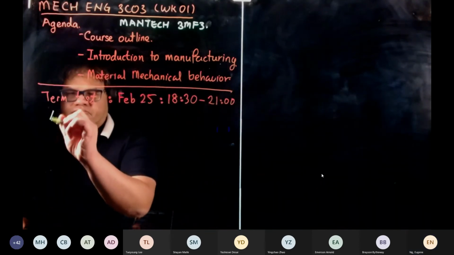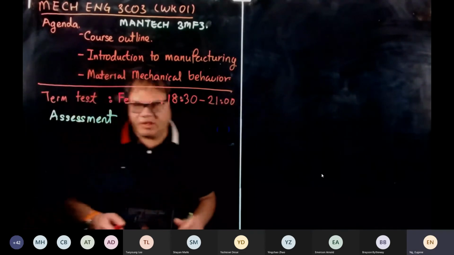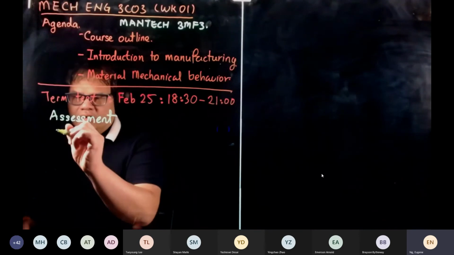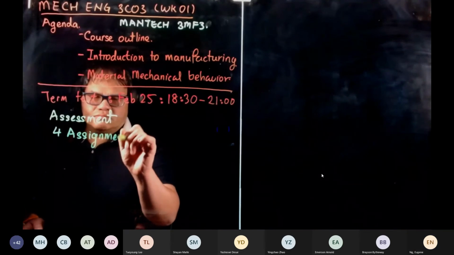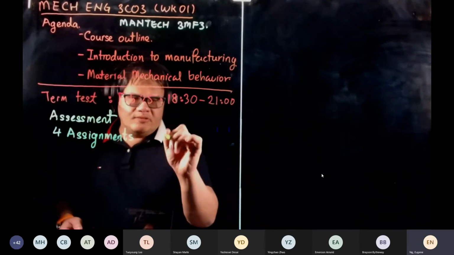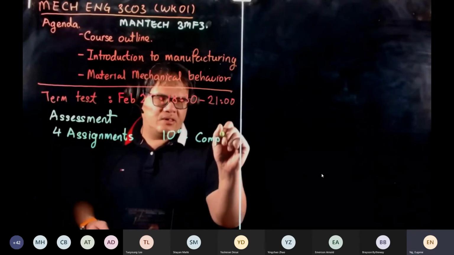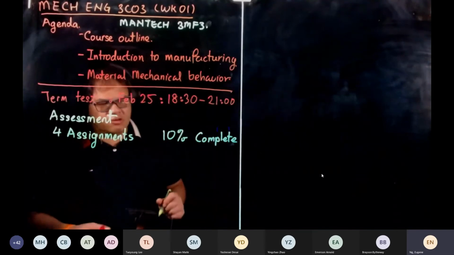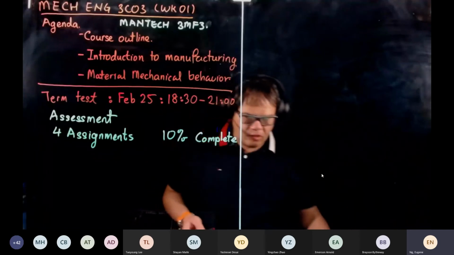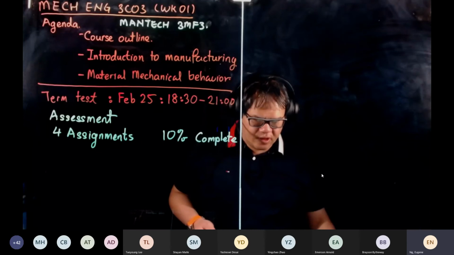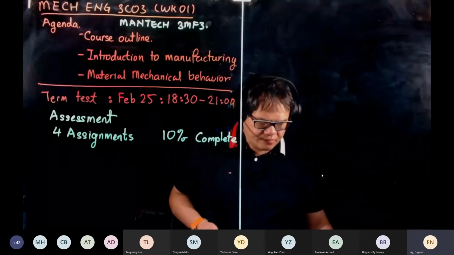Okay, let's talk about assessment. You're going to have 4 assignments, and this is worth 10%. It's going to be marked based on whether you complete the assignment or not. What do I mean by complete? If there are 10 questions and you do all 10 questions, you get full mark. We're not going to mark them. You just need to focus on doing them. That's what I mean by based on completion.